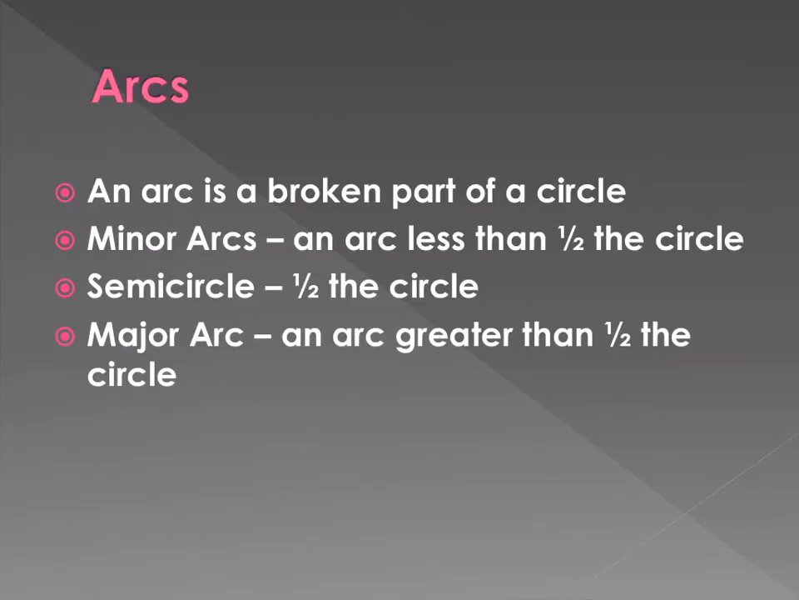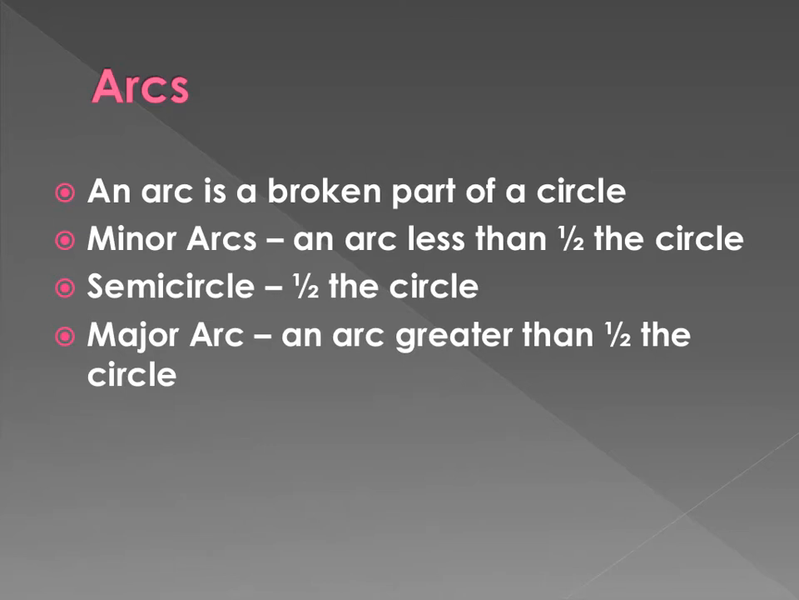So an arc is a broken part of a circle. We have minor arcs, which are arcs that are less than half of the circle. We have semicircle arcs, which are exactly half of the circle. And major arcs, which is an arc that's greater than half of the circle.